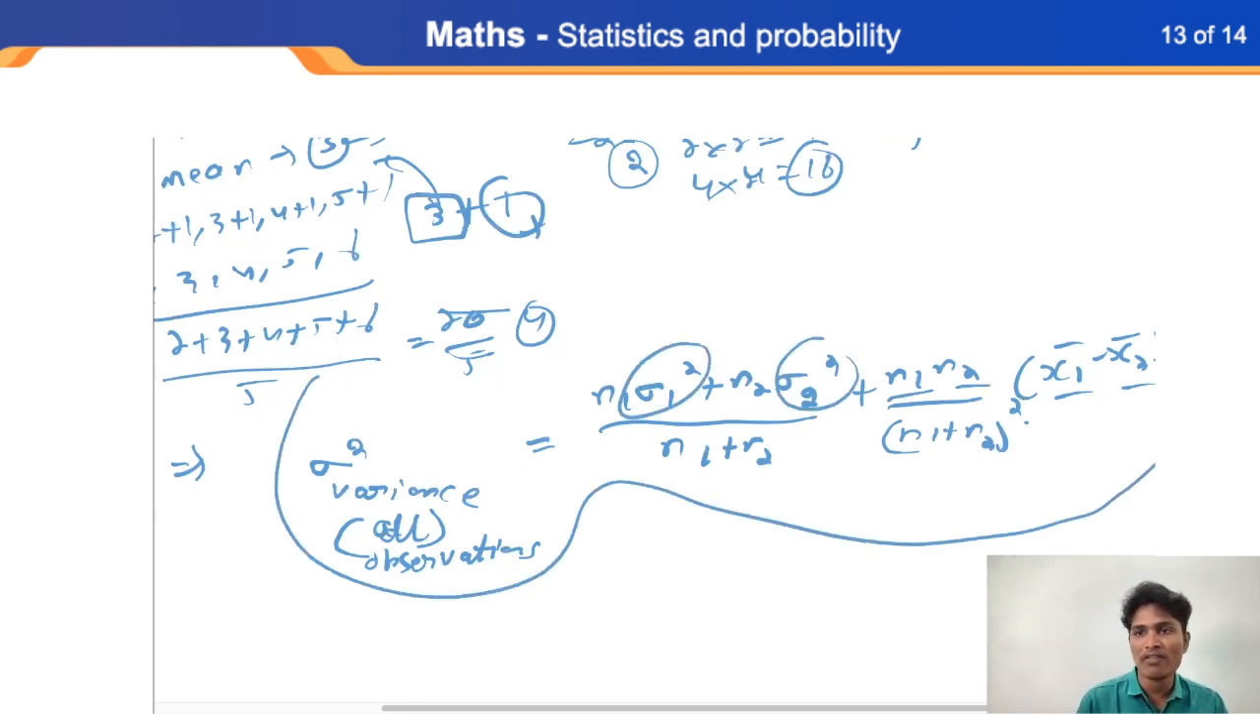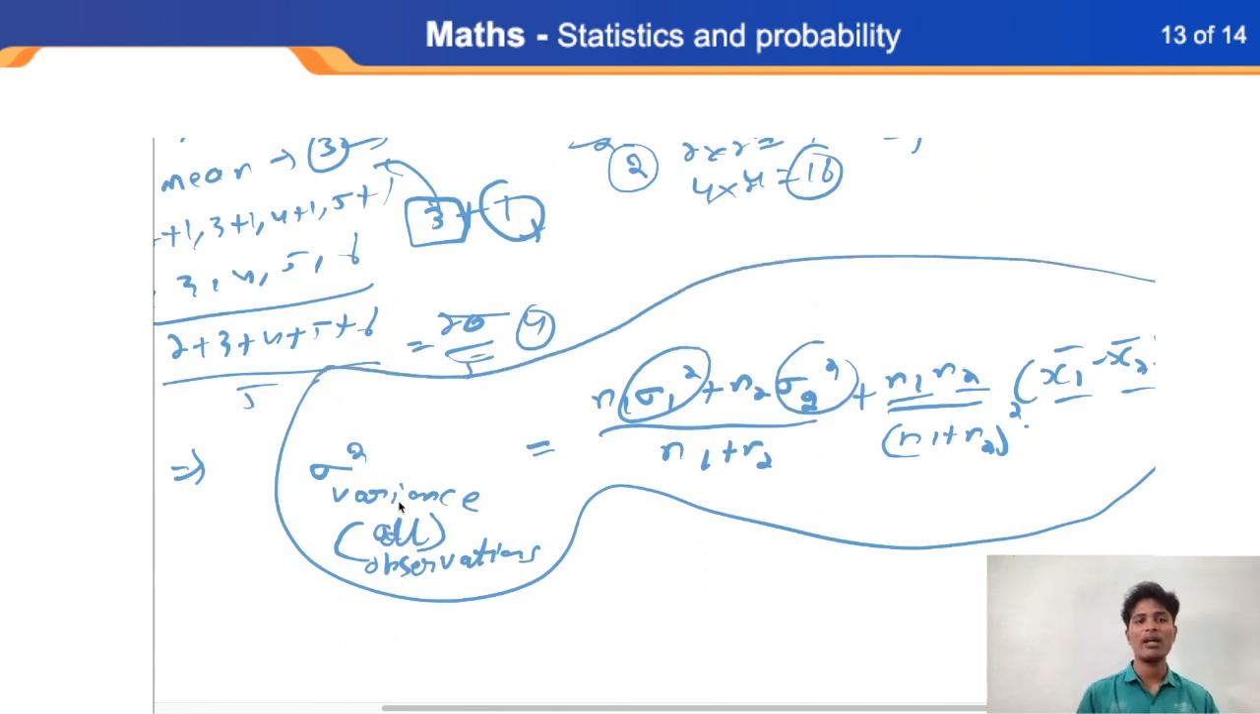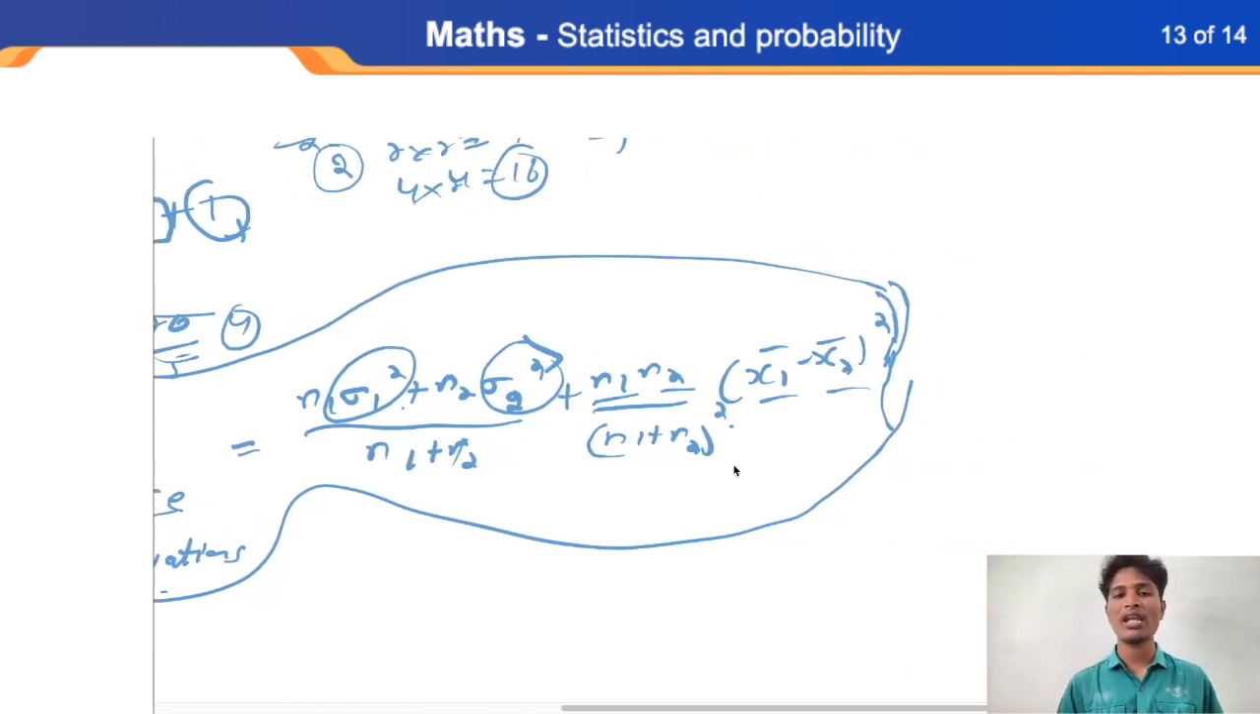In JEE 2021 they asked this question, the calculation of entire variance. The formula is sigma square of all observations equal to n1 sigma 1 square plus n2 sigma 2 square divided by n1 plus n2, plus n1 n2 divided by n1 plus n2 whole square into x1 bar, which is the mean of the first set, minus the mean of the second set, whole square.